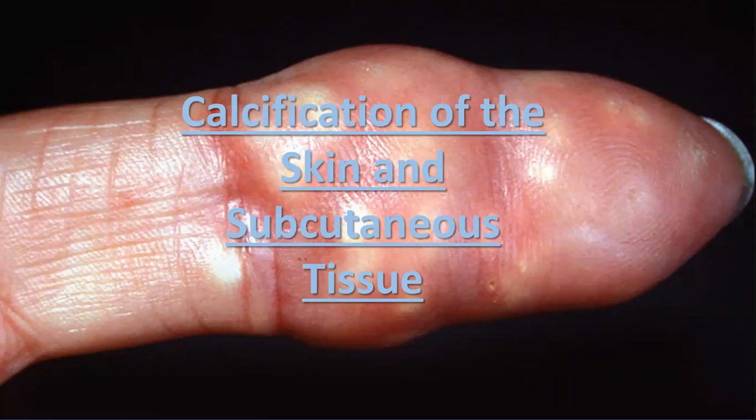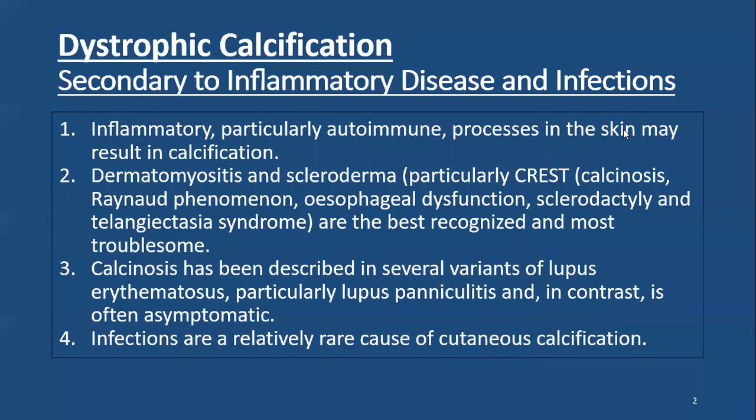The topic of today's lecture is calcification of skin and subcutaneous tissue. In this lecture, we are going to discuss two different forms of calcification: the dystrophic calcification and metastatic calcification.